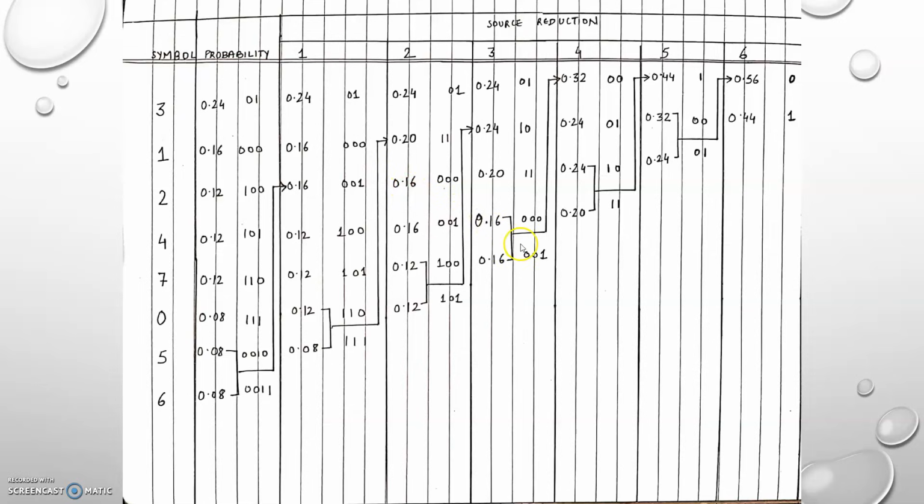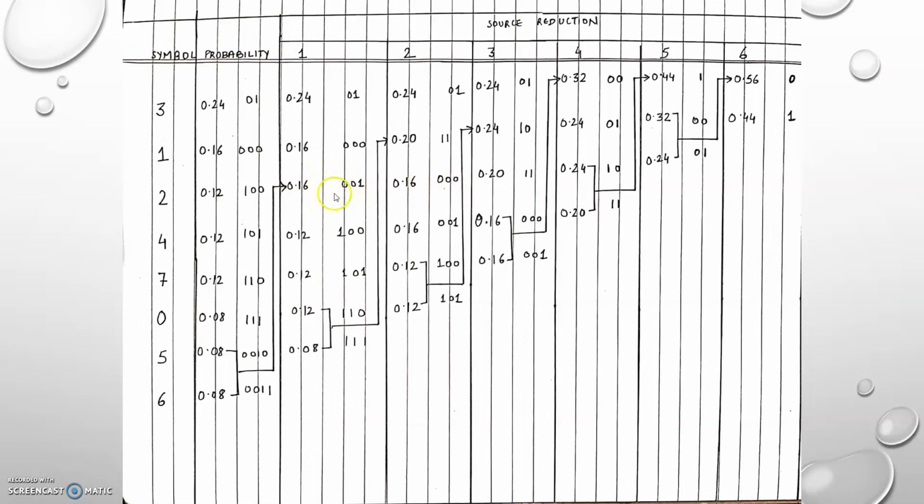Next is 0.16, which comes from here. So the code is 000. I copied it. Next is 0.16, which comes from here, which is 001. This is how I calculated for this. Again, do the back assignment. 1, 1, 1, 1, append 0, append 1. And then this 0.24 comes from here, so the code will be 01. This is 0.16, which comes from here, which is 000.